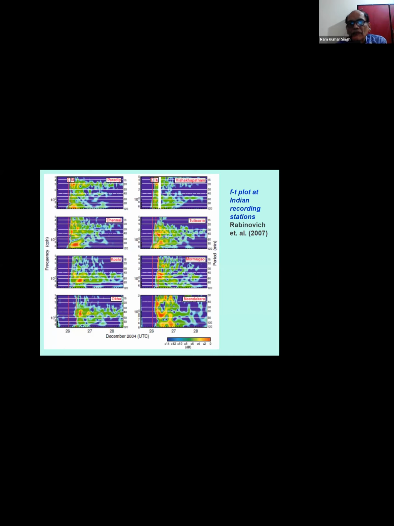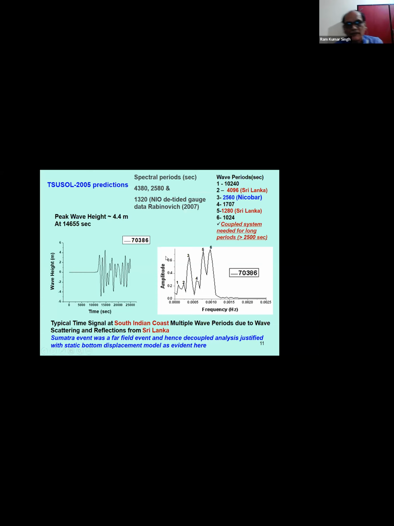And these are some of the frequency time plots for 3 days, 26, 27, 28 December, at various tide gauge locations. These data were available and we could compare our results.